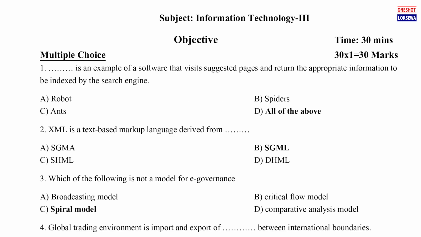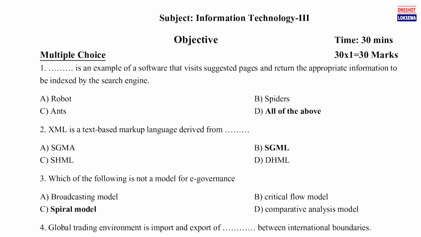Objective. Time: 30 minutes. Multiple choice, 30 marks. 1. Which is an example of software that visits suggested pages and returns the appropriate information to be indexed by the search engine? A. Robot. B. Spiders. C. Ants. D. All of the above.